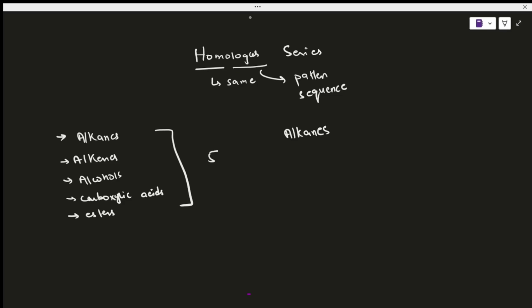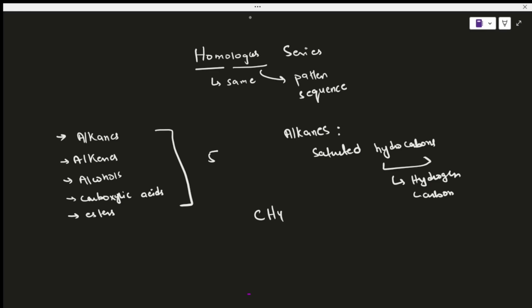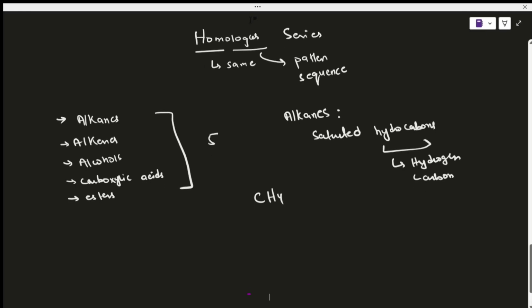So for example, I take an alkane molecule. We haven't started alkene, I'm just giving you the general idea. Alkanes are basically saturated hydrocarbons. Whenever you see the word hydrocarbons, you should know that these are molecules made up purely of hydrogen and carbon. And when we look at the idea of alkanes, let me just draw a molecule. Now this CH4 is an alkane molecule.